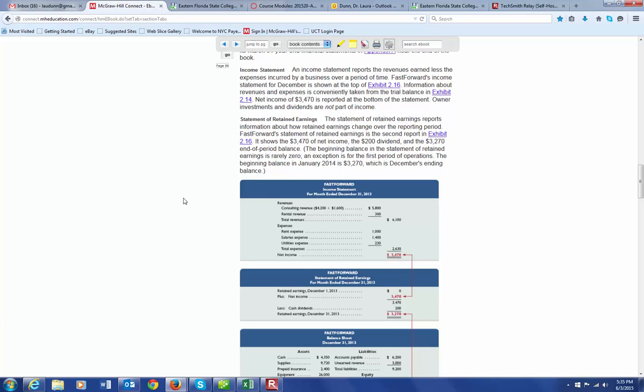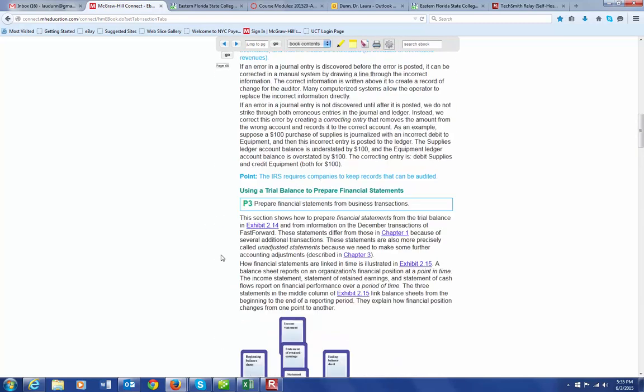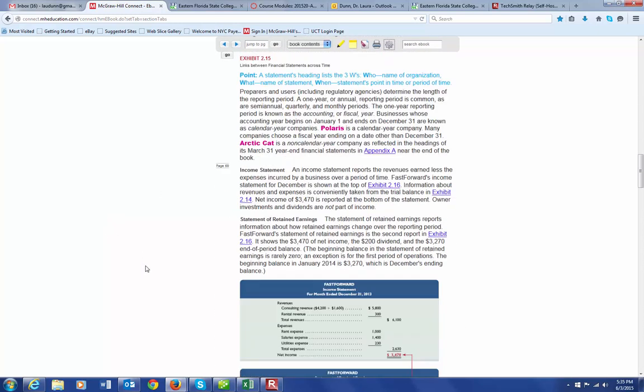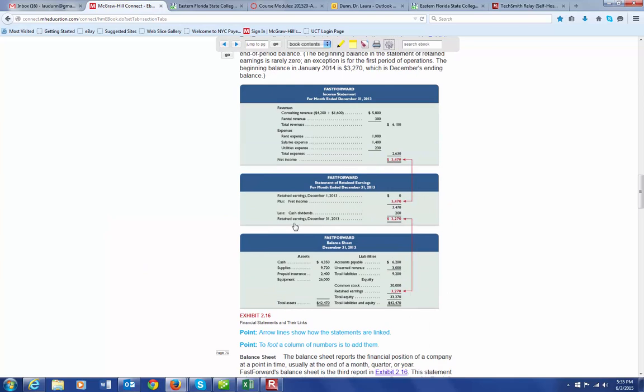Then your next report would be the statement of retained earnings. And remember, this company just started, so there was no retained earnings at the beginning of the period. The net income gets brought down from the income statement, and then you subtract from net income any cash dividends, which again, if you go back up to your trial balance, your dividends would be listed here on your trial balance. And so you subtract the dividends, and you end up with an ending retained earnings at the end of the period.